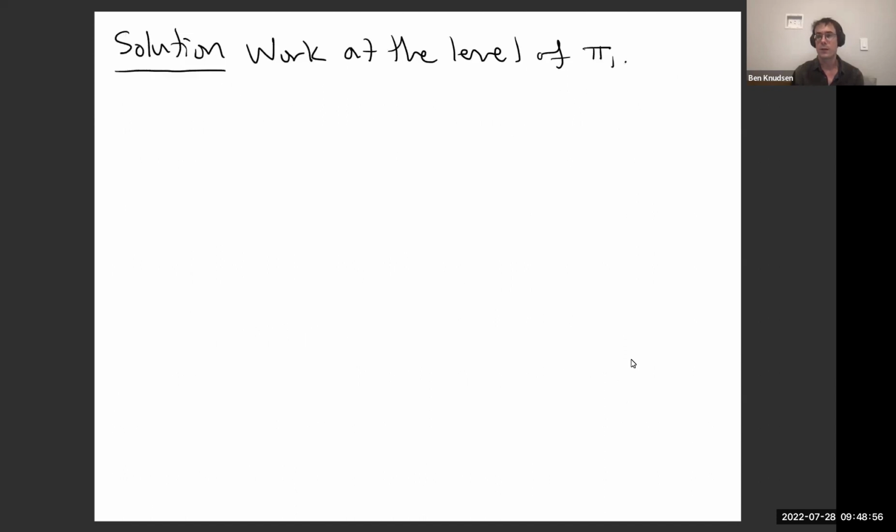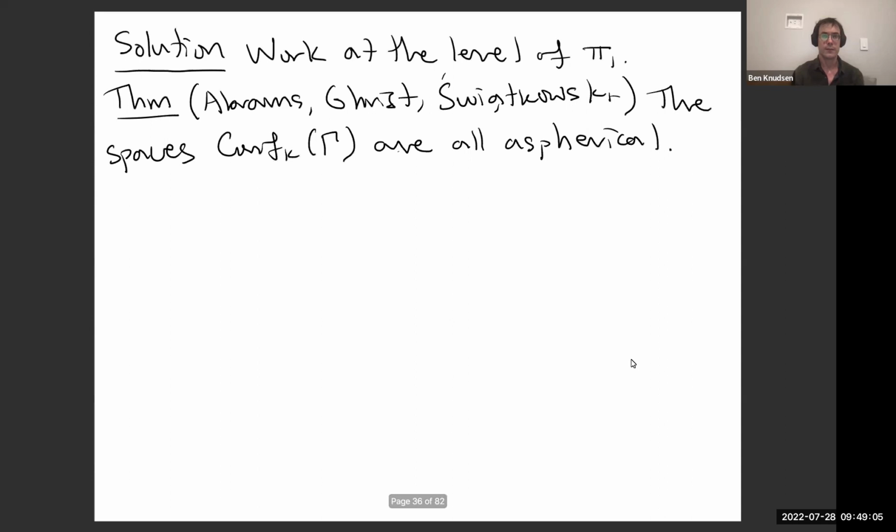And so the solution is to forget about cohomology and work at the level of fundamental groups. That's what we're going to do. The thing that makes that a reasonable idea to pursue is this theorem, which I will attribute to these three gentlemen, Abrams, Geist, and Sviakovsky. They all have proven it with various numbers of errors in those proofs. And so I, rather than try to parse out who was the first one to give an error-free proof, I'll just attribute it to all of them.